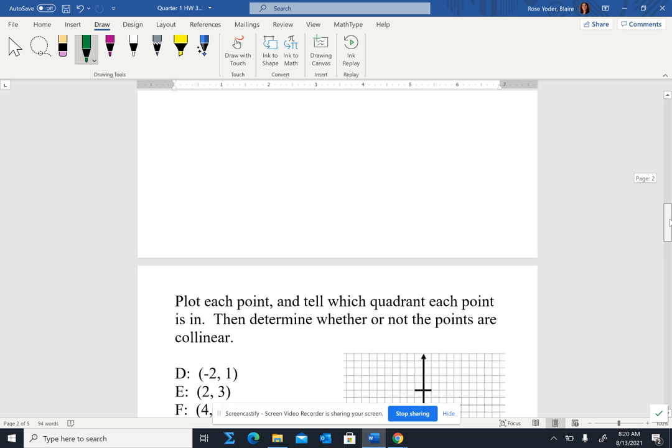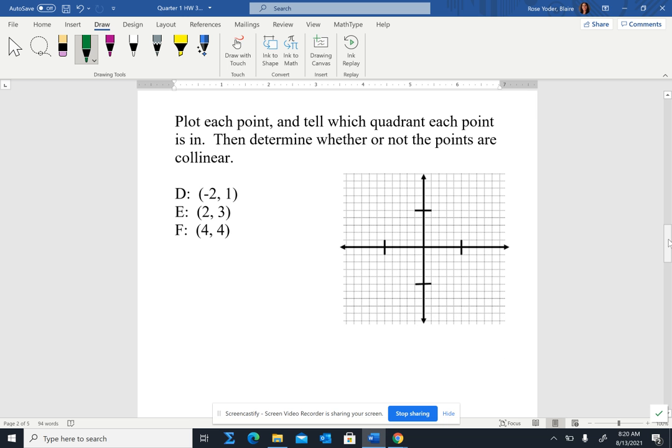All right, let's try one more of those. Let's plot a few more points. This time I called them D, E, and F. So starting at the origin again, origin, that's always your starting point. Count to the left 2 and up 1. That's point D. What quadrant is that in? 2. All right, next, E is over to the right 2 and up 3 from the origin.